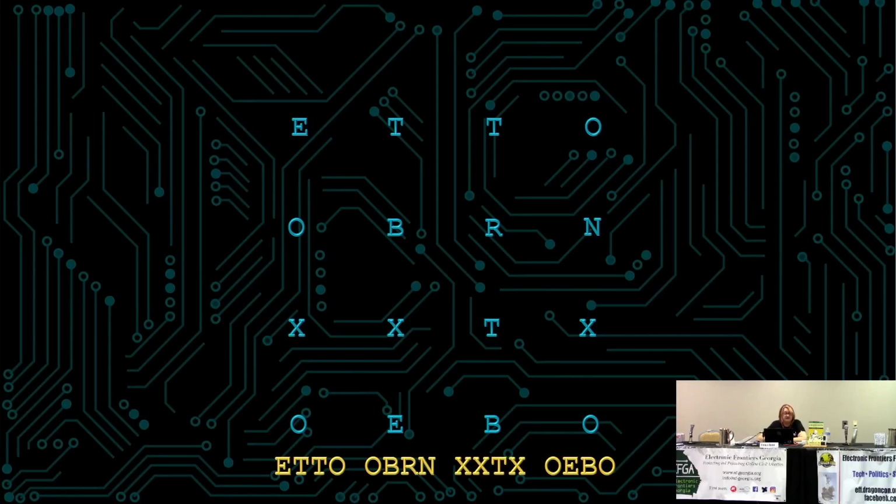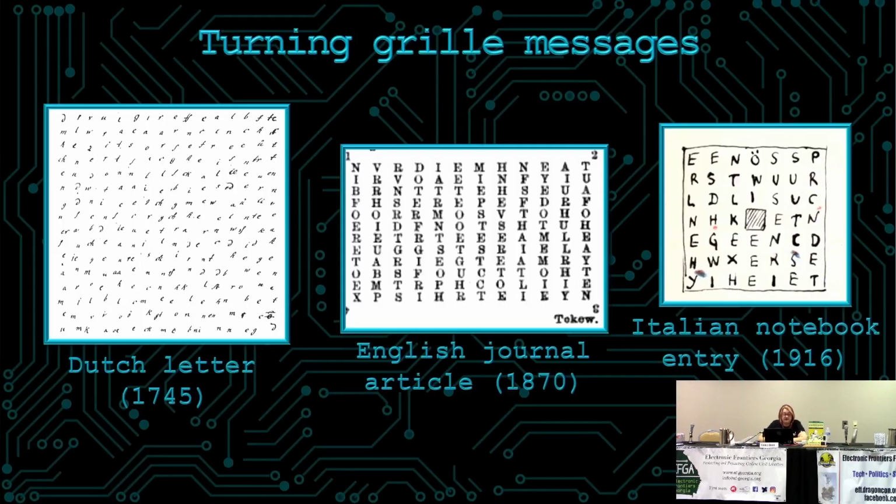So that would be the ciphertext that we would send to our recipient, and then hopefully they have a grill of the same type with the holes in the same places, and they're able to unwind it in the same way. This type of cipher system has been used for hundreds of years. We found examples in the libraries in Holland, in Old England, and in Italy. There are many forms of people using turning grill.